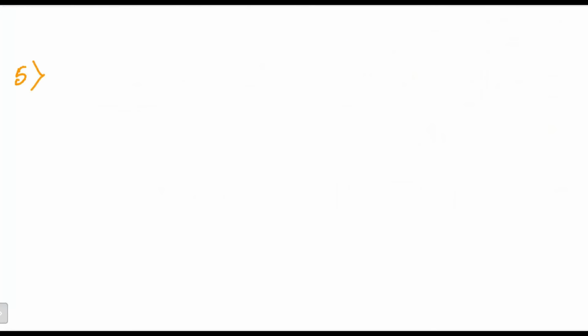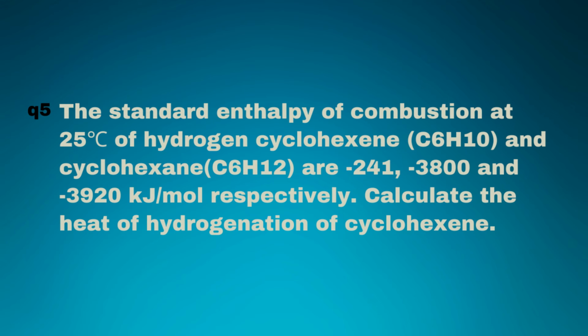Now coming on to the fifth problem. The fifth problem says the standard enthalpy of combustion at 25 degrees Celsius of hydrogen, cyclohexene and cyclohexane are minus 241, minus 3800 and minus 3920 kilojoule per mole respectively. You have to find out the heat of hydrogenation of cyclohexene.